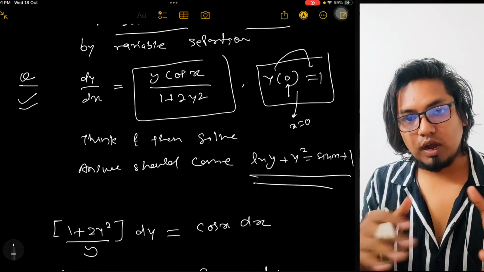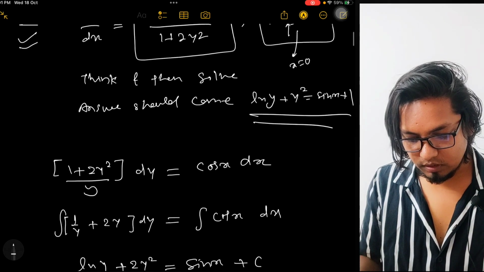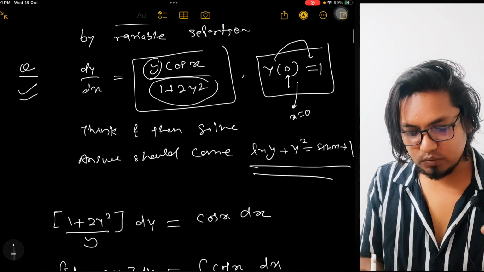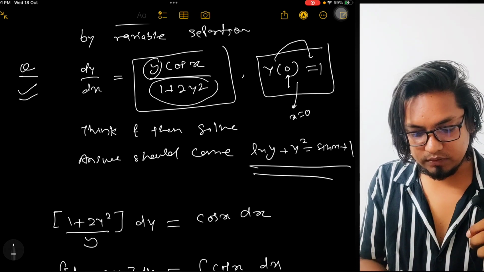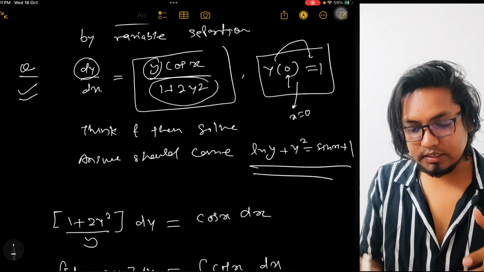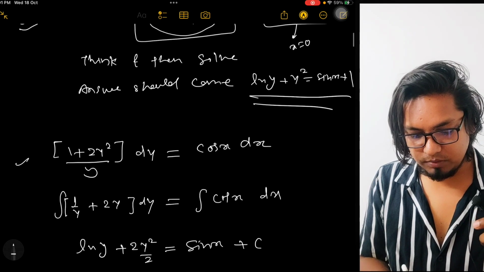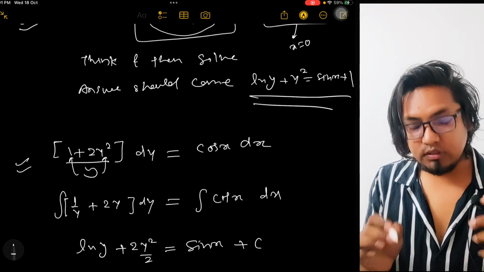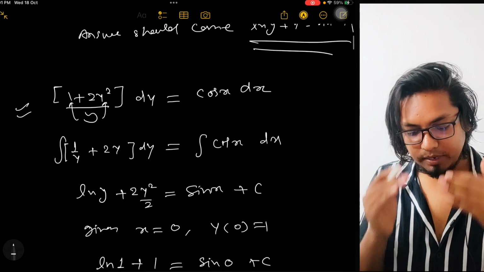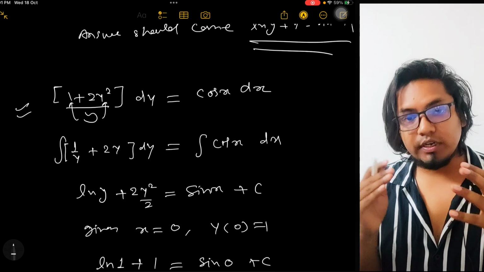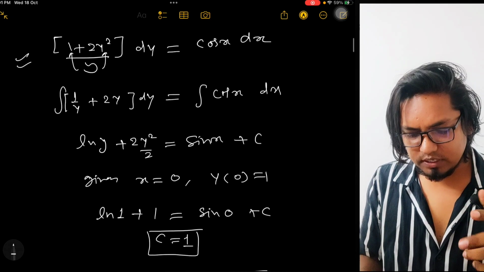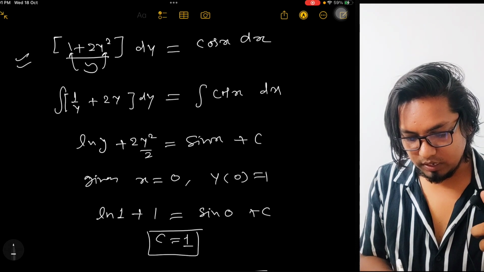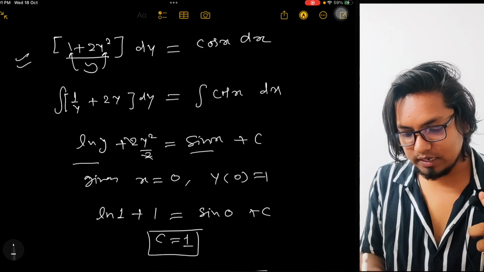So think and solve, how will you separate the variables? You can see y and 1 plus 2y square, these two we can send to the left side with dy, and dx I can send to the right with cos x. So this will be my format. Now after that, this y I can split and divide by 2y square. So it will be the integral of (1 by y plus 2y) dy equals the integral of cos x dx. This is a very simple format. We got a direct answer: ln y plus y square, and 2 will get cancelled, equals sin x plus c.